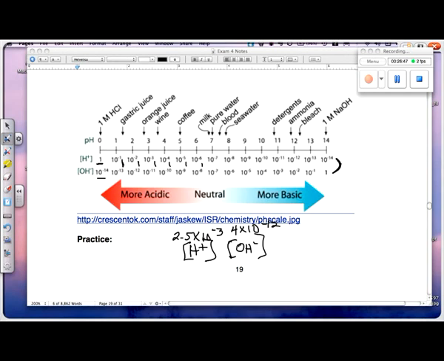The 12 and the 3 add up to 15, but you don't have ones here, right? So try it: 2.5 times 10 to the minus 3 times 4 times 10 to the minus 12, and that should be 1 times 10 to the minus 14. So sometimes, when you don't have a 1, it's not 1 times 10 to the minus 6, sometimes the exponents don't add up to 14, but it's going to be really close. Okay.